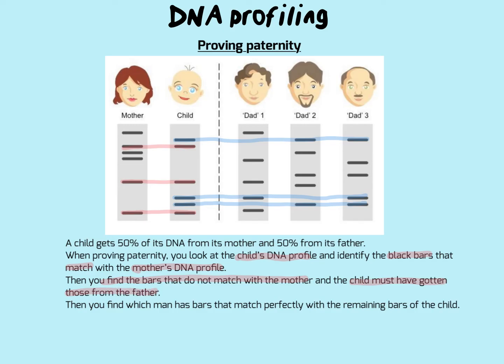So by using your ruler, you find the man which has bars that match perfectly with the remaining bars of the child, and therefore you have proved he is the biological father.